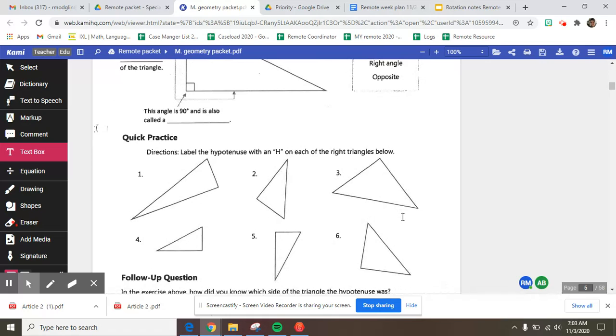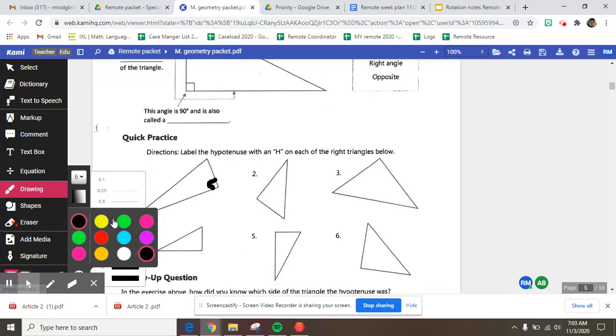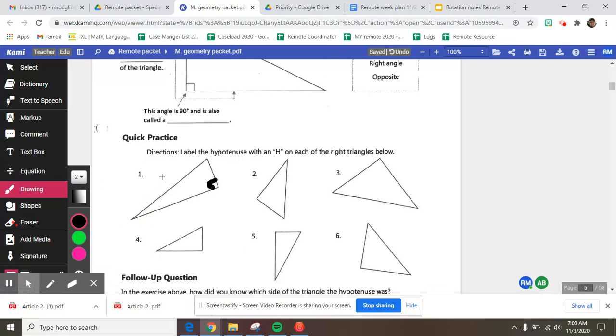And then down below, you are labeling an H on the hypotenuse. So what is the longest side? What is across from the right angle? If I look here, I see that this is the right angle. Oh, that's really big. And so this side length here is the hypotenuse. This whole side length here, that's the longest side.